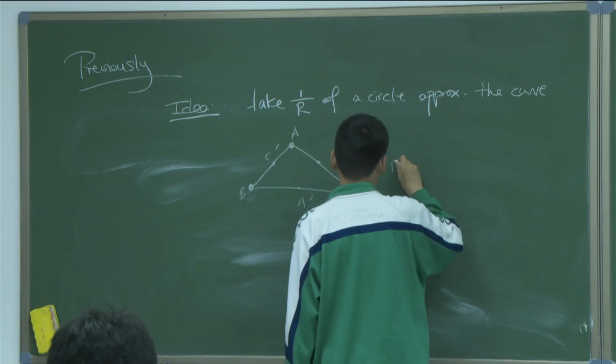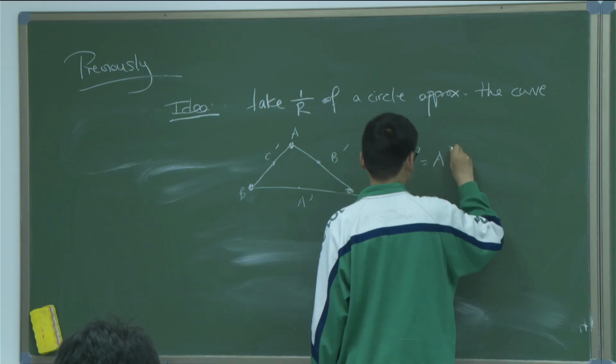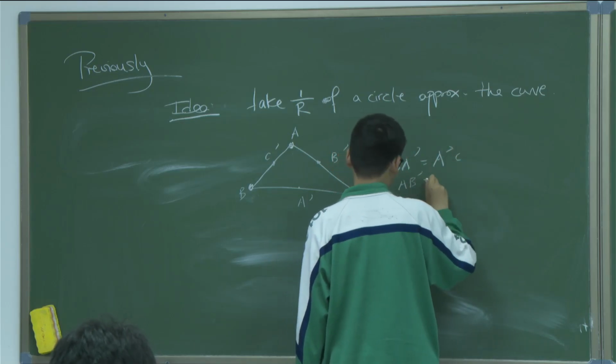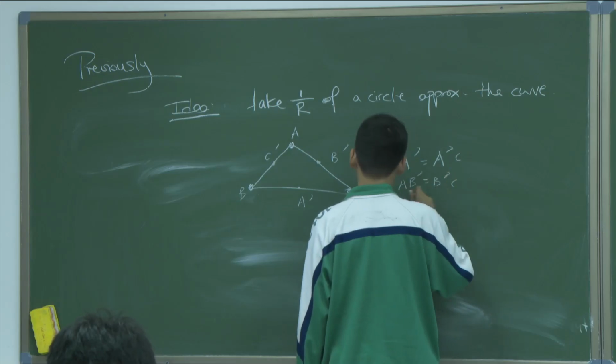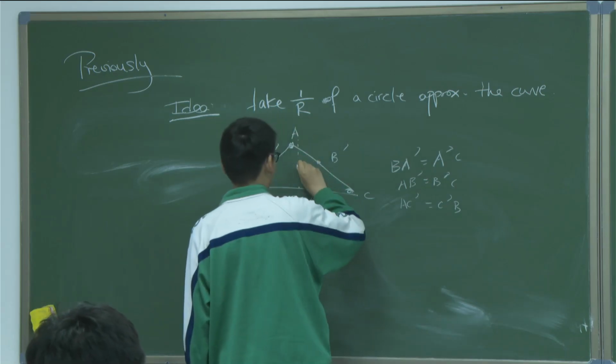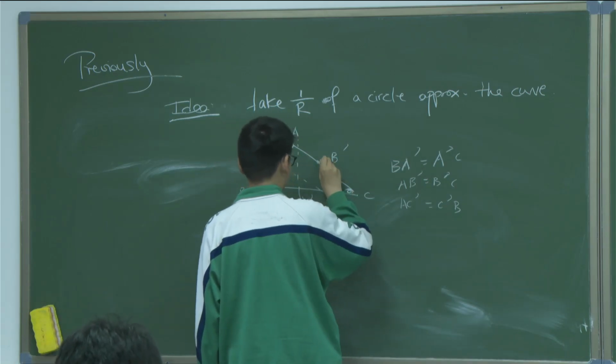Let A'B equal A'C, and AB' equal B'C, and A C' equals C'B. And we make the lines L1, L2, L3.